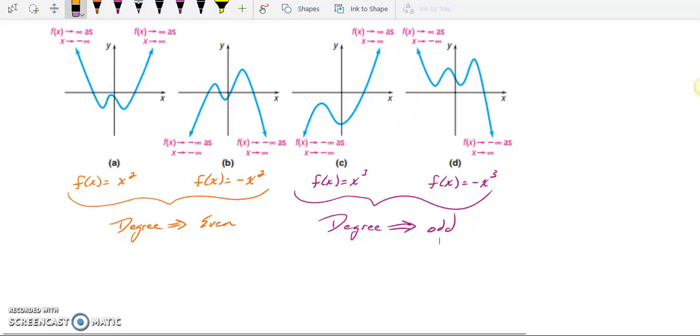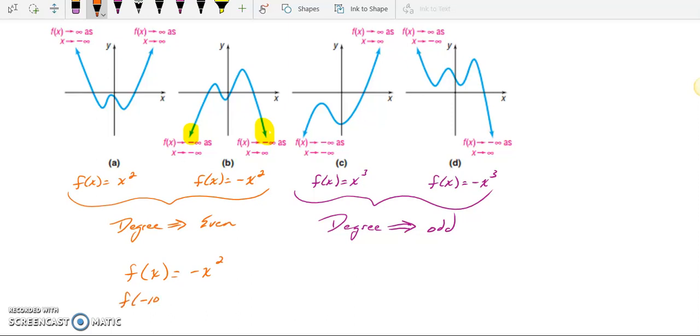So let's take a look at how that leading coefficient could affect the end behavior. Specifically, we're going to start with this graph here where the end behavior is 2 down. I know that the degree of the function is going to be even, but we also see that the leading coefficient is a negative number.